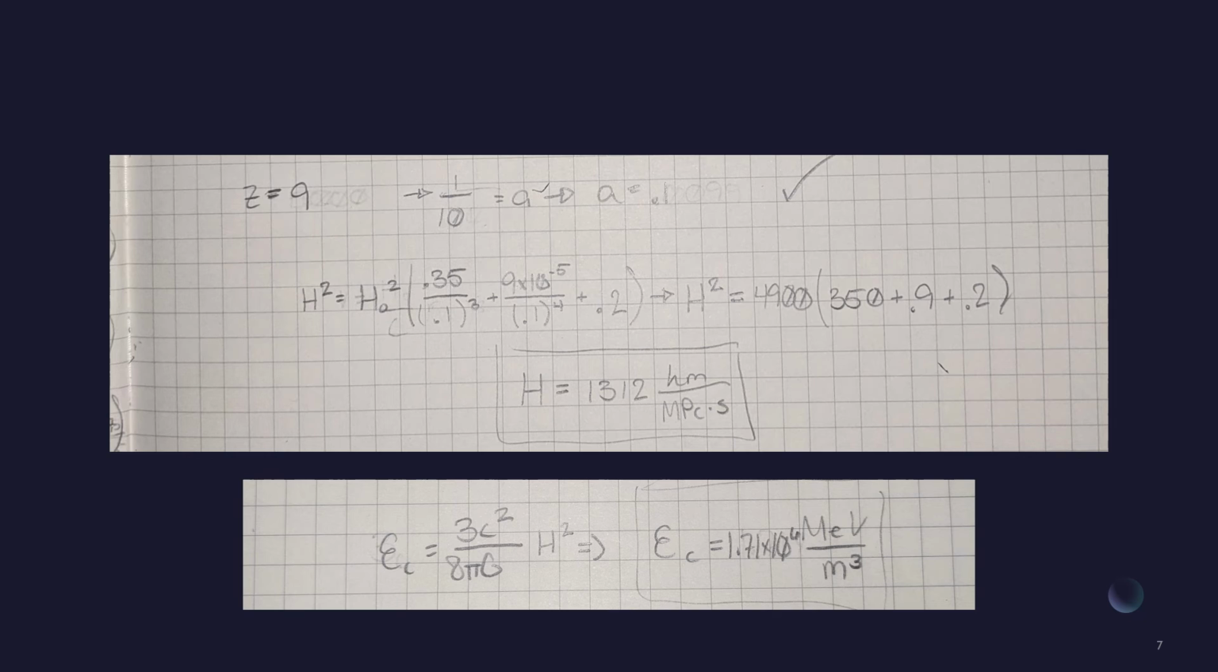Now that I had those parameters lined out, I decided to choose a point in time between both of those, and the redshift that I chose for myself was just 9. That kept the math pretty simple. With a redshift of 9, the scale factor came out to be 0.1, and running that through the Friedmann equation gave me a Hubble expansion rate of 1,312 kilometers per megaparsec per second. Using that, I was able to calculate the critical density of 1.71 times 10 to the 6 mega electron volts per meter cubed.